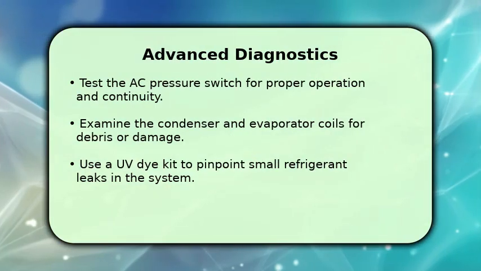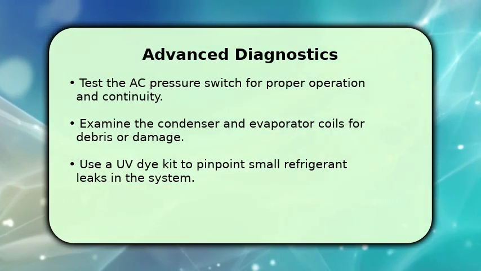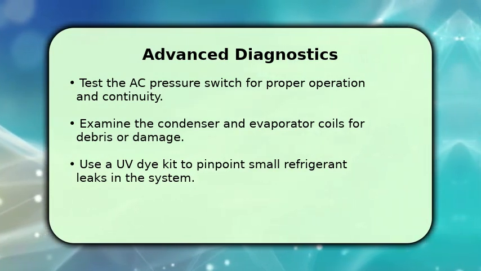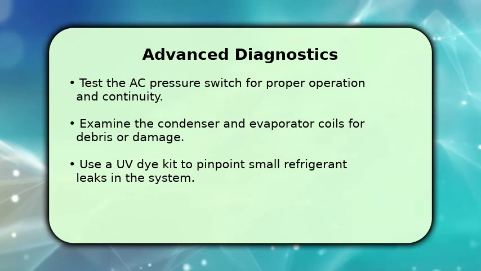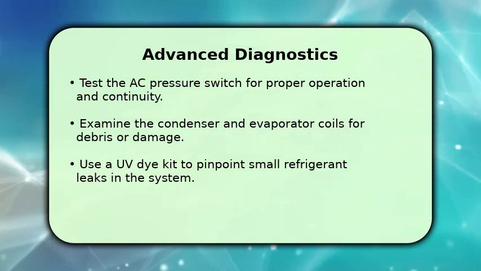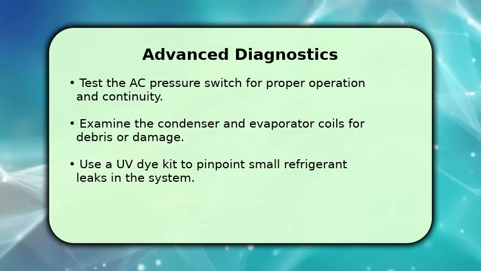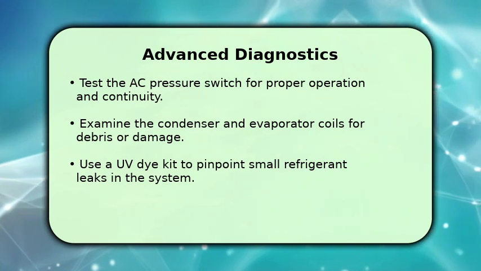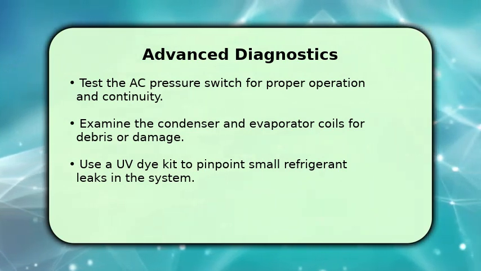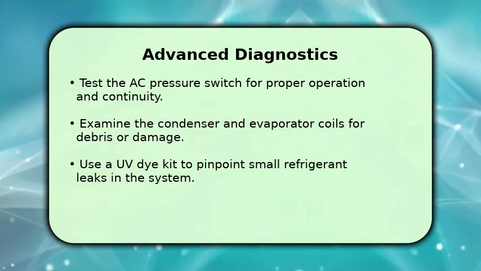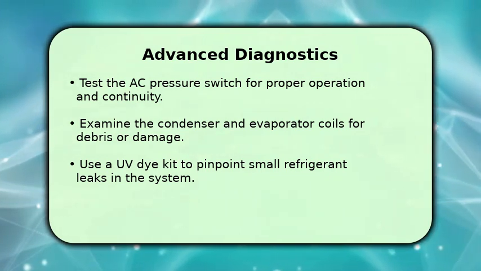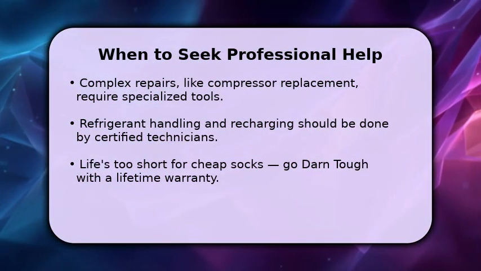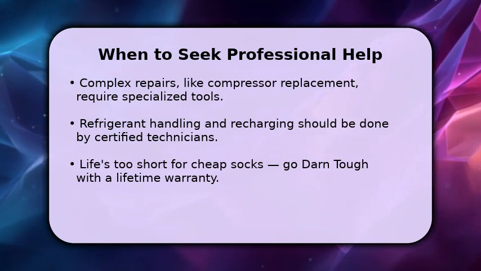For more persistent problems, we'll dive into advanced diagnostics. Start by testing the AC pressure switch. A malfunctioning switch can prevent the compressor from engaging. Next, visually inspect your condenser and evaporator coils for any obstructions or damage that might hinder performance. If you suspect a leak but can't find it, a UV dye kit can illuminate even the smallest refrigerant escapes, guiding your repair. Sometimes, the best solution is to call in the experts.